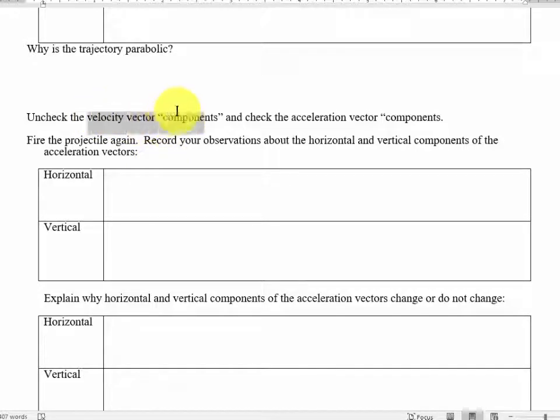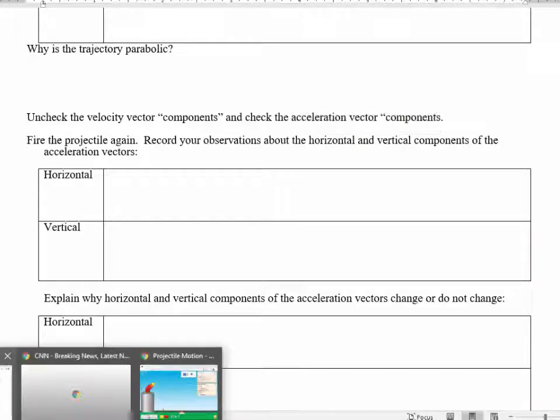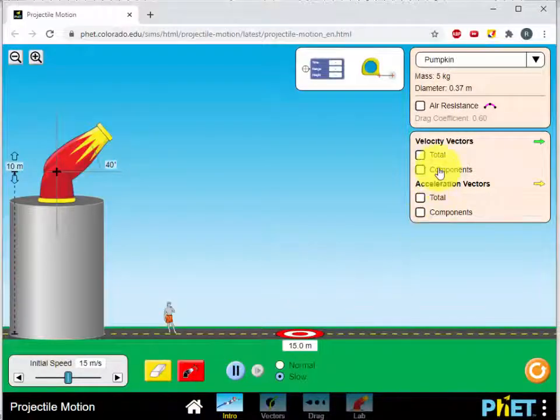Then I want you to uncheck the velocity vector components box and check the acceleration component box. More or less do the same thing. Record your observations about the components. So you can see these boxes. They are pretty straightforward. There's the velocity vectors, and so I want you to fire the cannon, and then I want you to do the components for the acceleration.